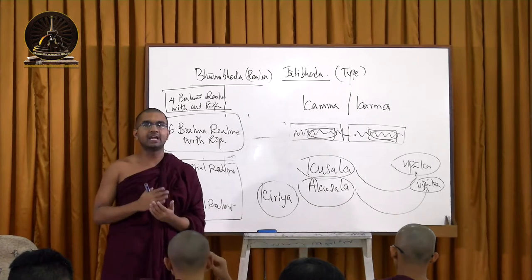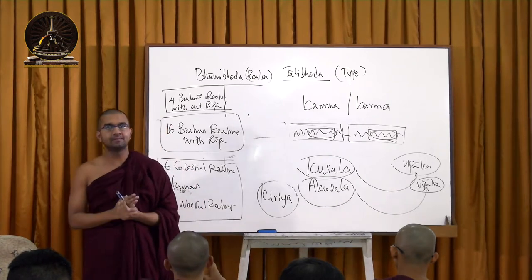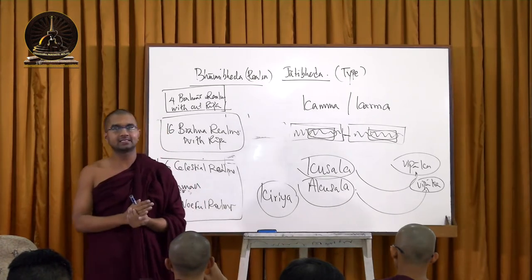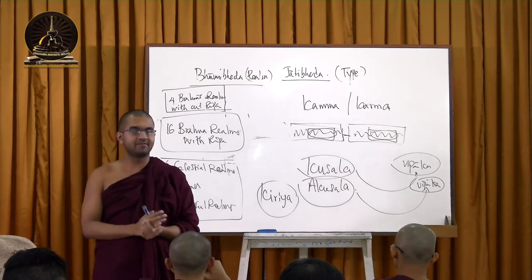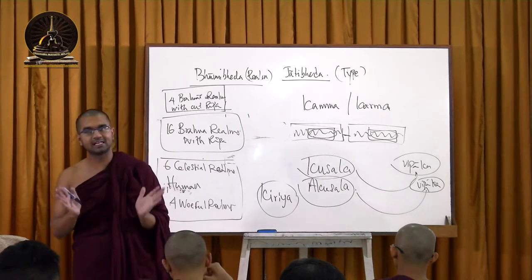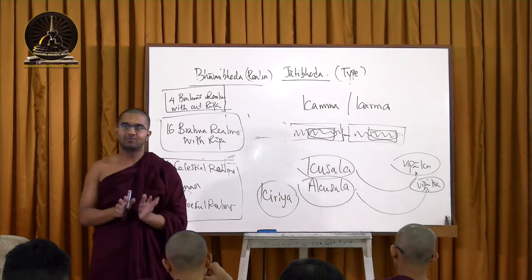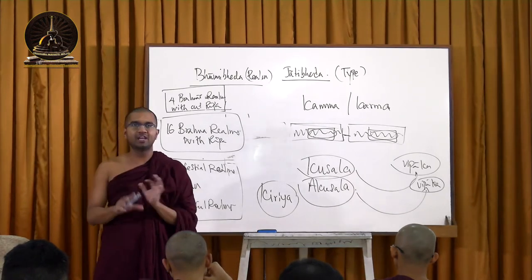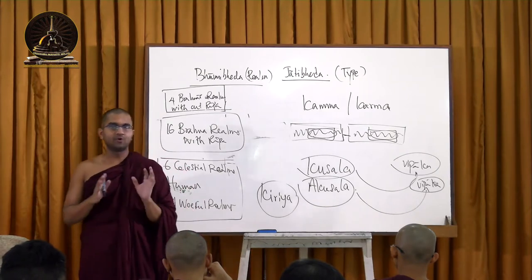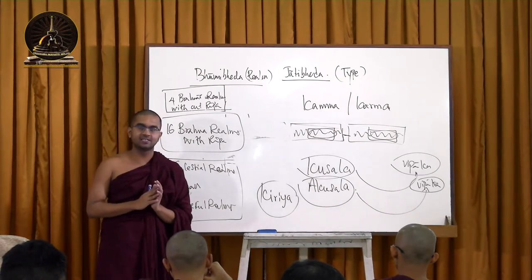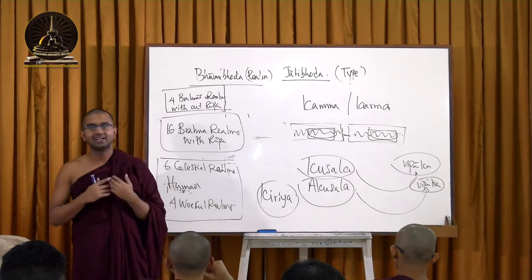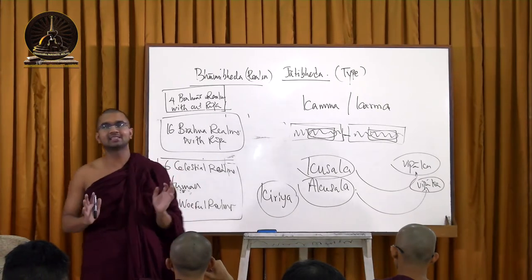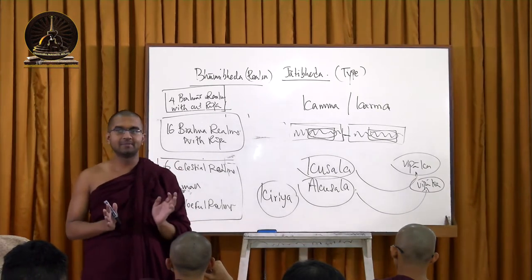Otherwise, this list of 89, it doesn't mean that there are 89 cittas and it is the only classification and so forth. No, this classification of cittas is what we find when we study the Abhidhamma. This is one kind of a way we can classify the cittas. If you go into Abhidhamma Pitaka, the classification is more exhaustive. It's like you find more than 89 cittas according to the Abhidhamma doctrine.